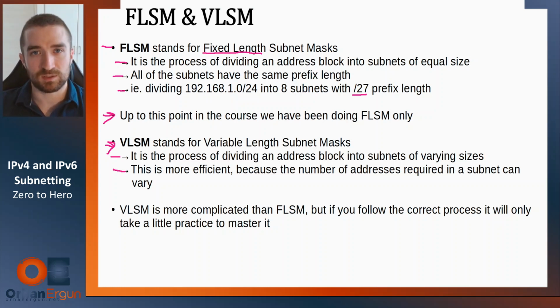But some subnets are smaller. Maybe you only need 5 or 10 devices. In that case, it's very inefficient to use the same prefix length for every subnet, because in those smaller subnets, which only require a few addresses, you'll have lots of wasted, unused addresses, so that's inefficient.